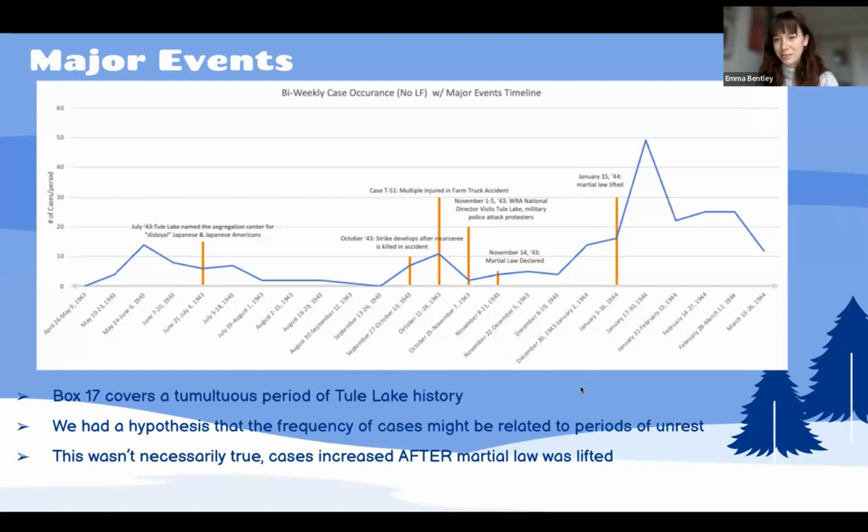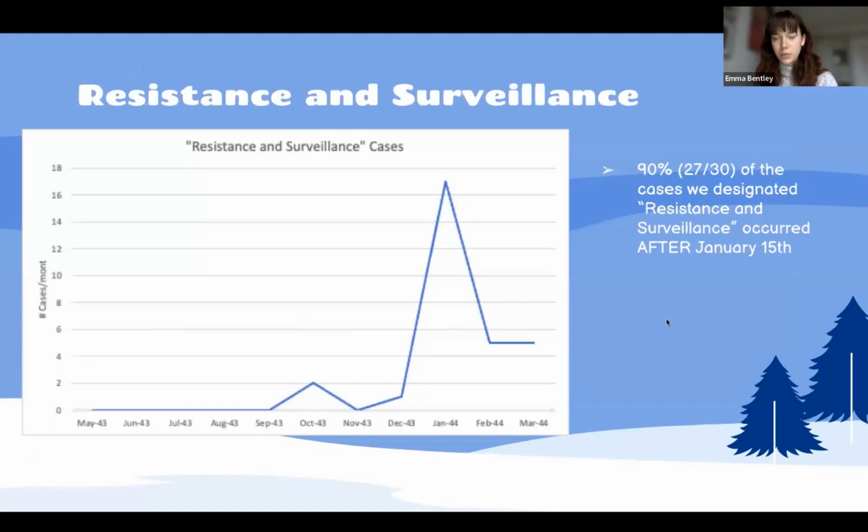Like we said, we can't really prove anything, but by comparing these two data points, both the historical data and then also the statistical data that Jocelyn put together, we can sort of create hypotheses about why that may be. And so one of the things that we thought might be a possibility, we see that in the resistance and surveillance cases category that we created, 90% of those things that we called resistance and surveillance happened after martial law was lifted.